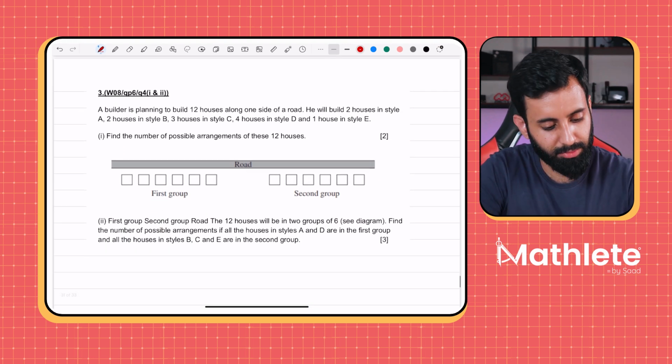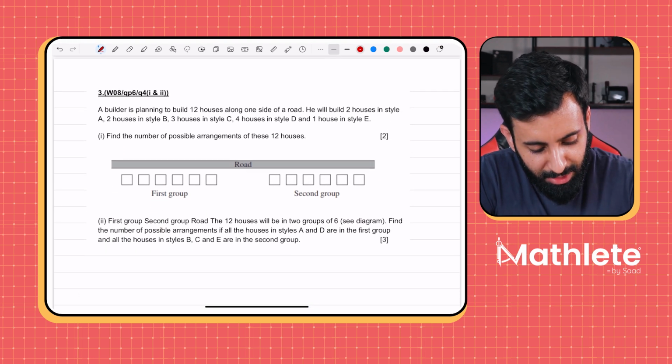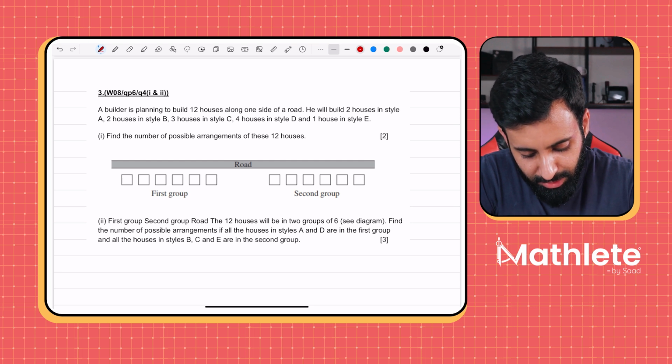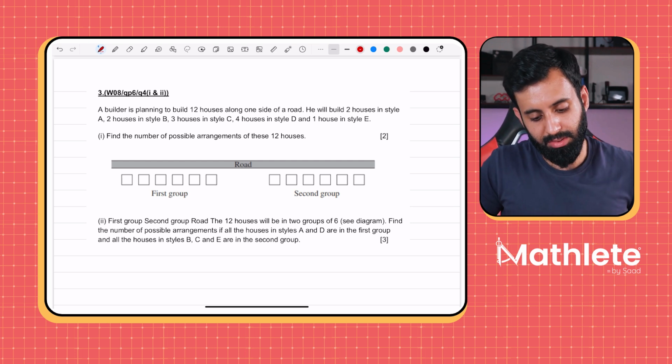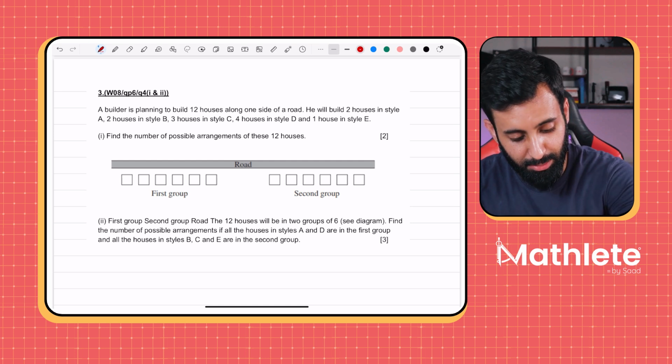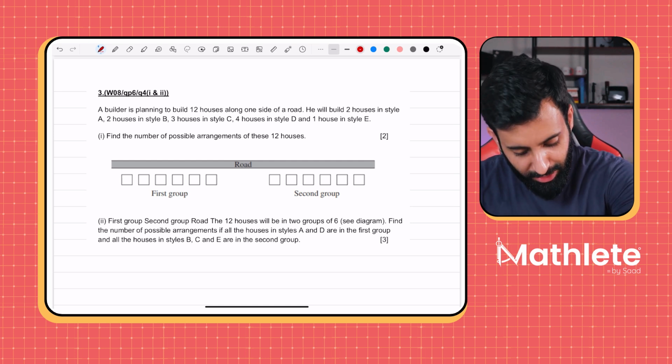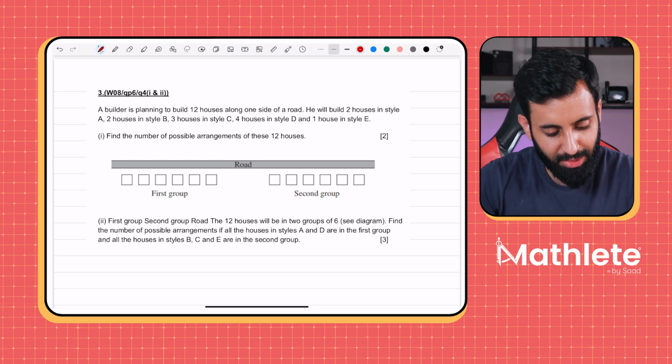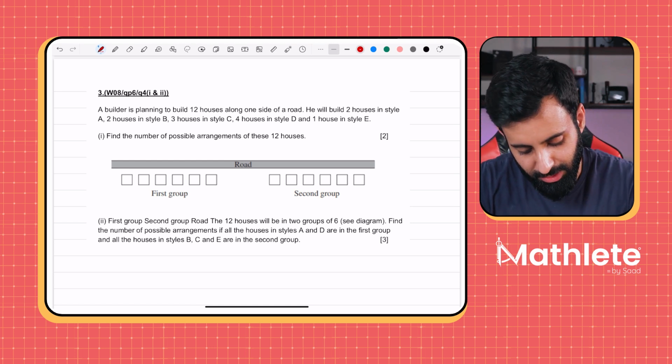Okay, now question number 3. A builder is planning to build 12 houses along one side of the road. He will build 2 houses in style A, 2 houses in style B, 3 houses in style C, 4 houses in style D, and 1 house in style E. Find the number of possible arrangements of these 12 houses.